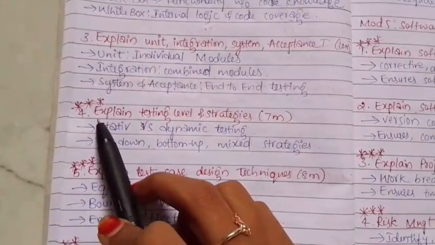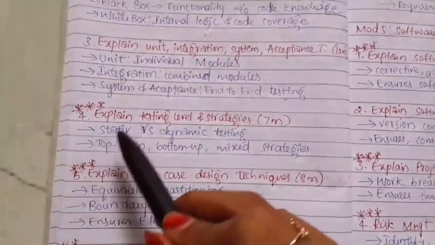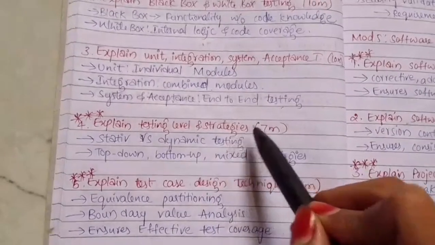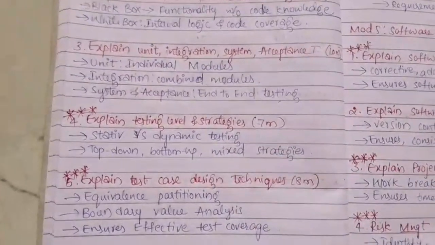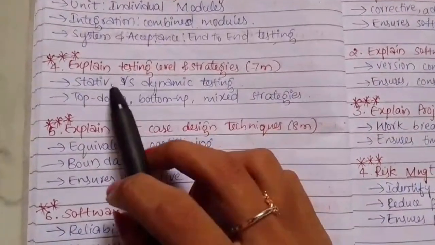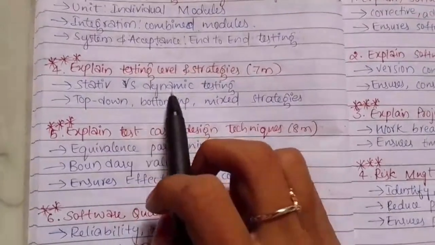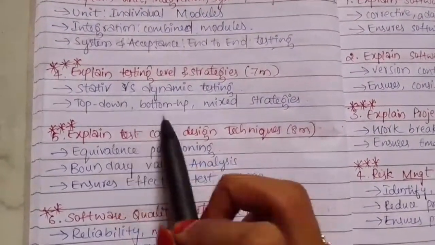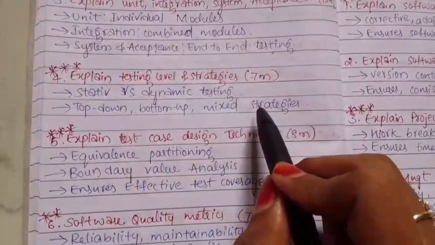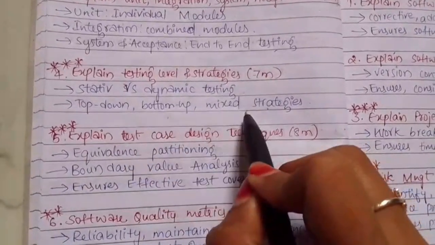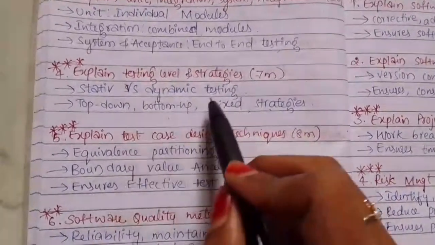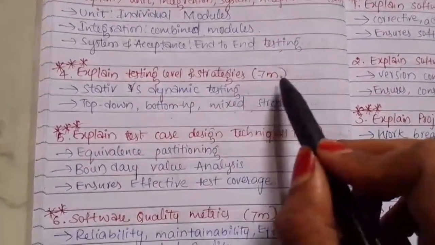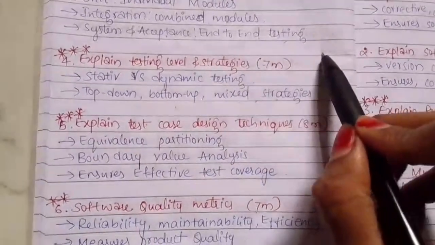The fourth one, which is very important, is explain testing levels and strategies, which is asked for 7 marks. To this question you have to explain static versus dynamic testing, and you have to explain top down, bottom up and mixed strategies. These are the strategies for the testing levels. How to explain these 3 one by one in detail. It is asked for 7 marks.